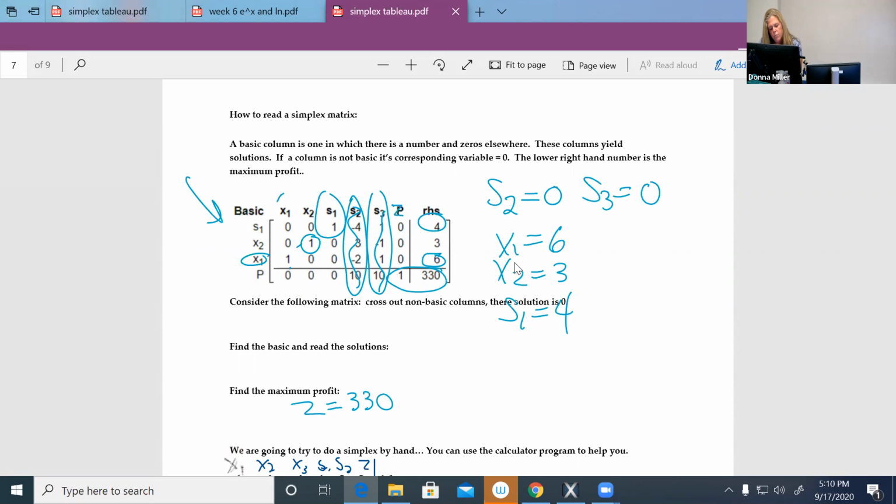Okay, so here's your X1, go and read across, right? X2, go down, read across. Let's see, S1, go down, read across, right? See, I'm doing that. Profit, go down, read across. Look for the 1. Okay, so that's how you read these things.